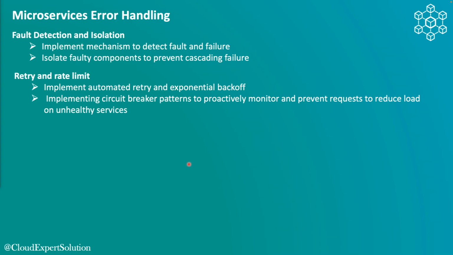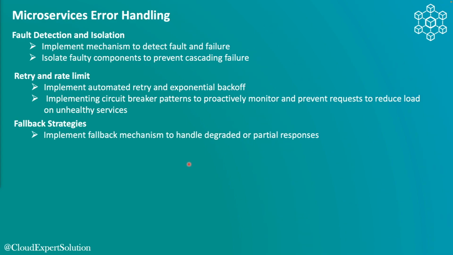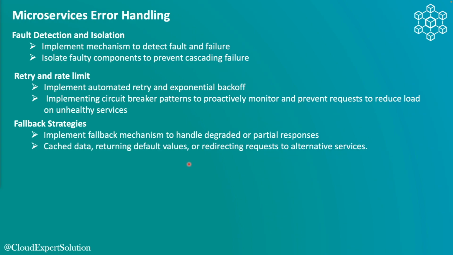Also, you can implement the circuit breaker pattern. We have already reviewed circuit breaker, and that will help us to proactively monitor and prevent requests to reduce the load on the unhealthy services. We can also implement a fallback mechanism to handle degraded or partial responses. We can use cached data, or return default values, or even redirect the request to an alternative service when my service is throwing exceptions.